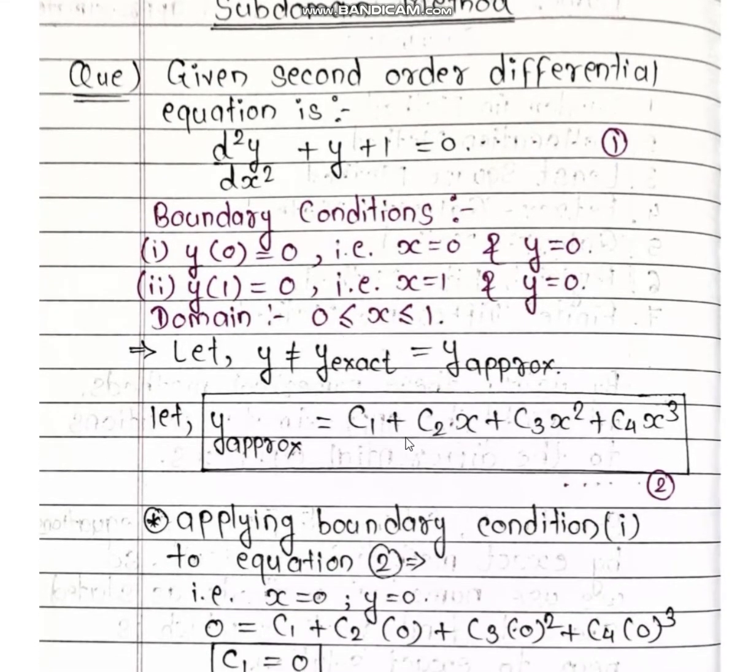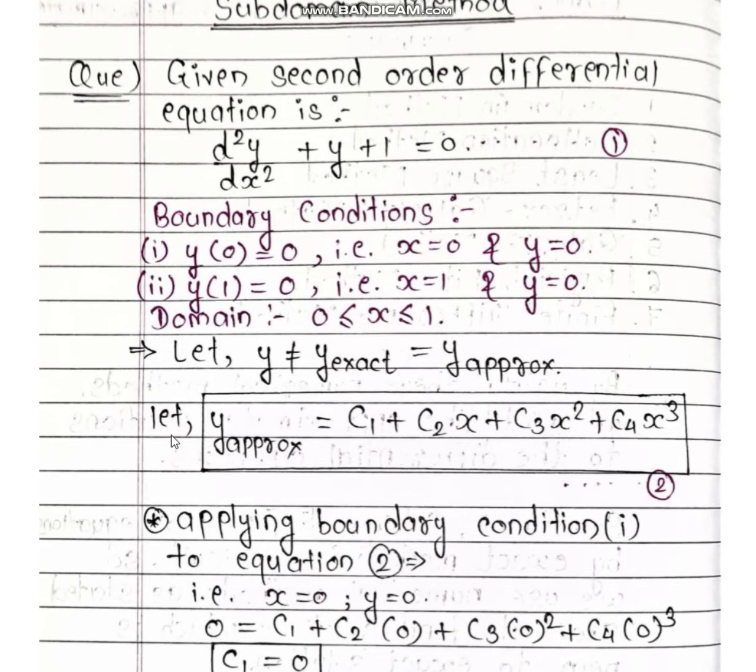So let us consider that y is the solution of this differential equation number 1. So y is not equal to y exact, it equals y approximate. It means that we do not intend to find the exact solution, but we are focused on finding the approximate solution which is near to the exact solution.